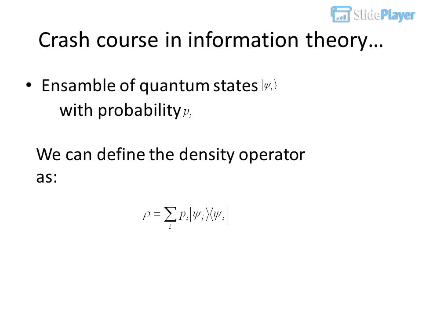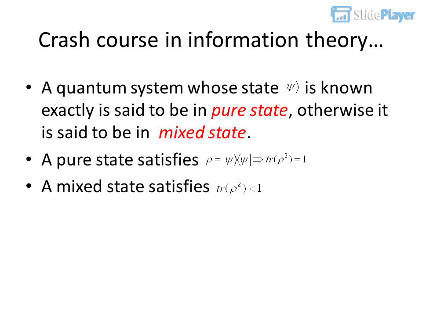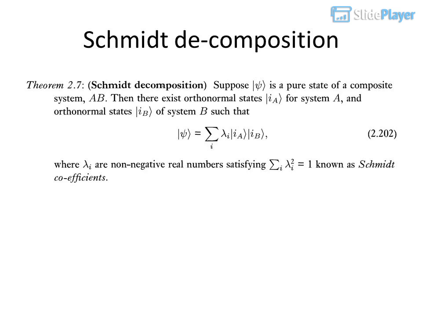Crash course in information theory. Ensemble of quantum states, with probability. We can define the density operator as. A quantum system whose state is known exactly is said to be in a pure state, otherwise it is said to be in a mixed state. A pure state satisfies. A mixed state satisfies. Schmidt decomposition.